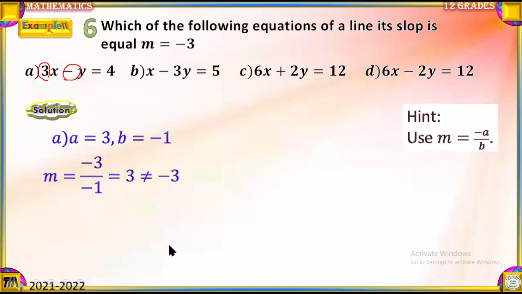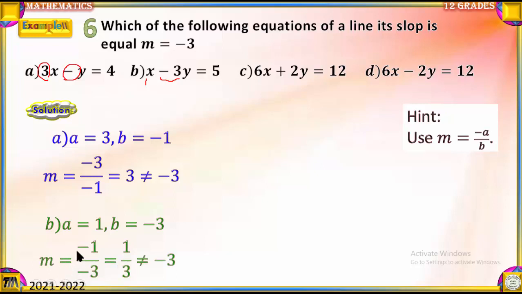And now take B. In B, we can see that a is 1 and b is minus 3. Then m is equal to minus a, which is 1, over b, which is minus 3. It means minus divided by minus is plus, then 1 over 3. 1 over 3 is not equal to minus 3. Then it is not the correct choice.